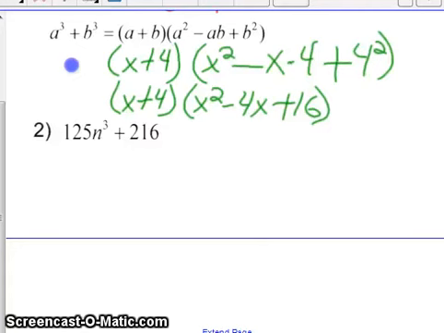Christine is going to find us the cubic root of 125. 5. So A is 5n. And then she's going to find the cubic root of 216.